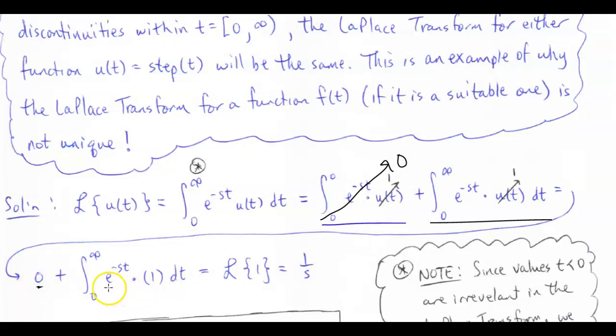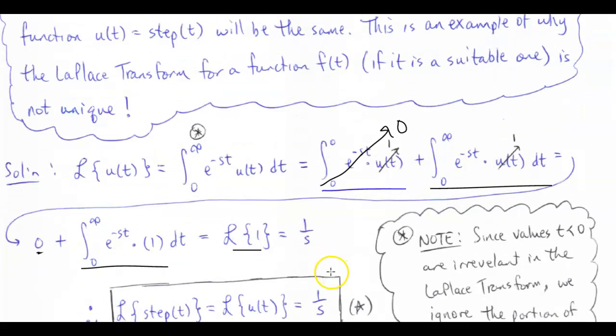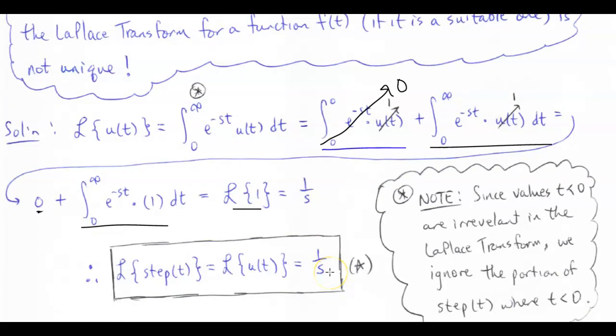And then, of course, we know that this particular integral here is the same as just the Laplace transform of 1, which is just 1 over s. So we see that the unit step function is just going to have the same Laplace transform as the Laplace transform of the constant function 1. And of course, that makes a whole lot of sense because it's essentially the same thing for values of t greater than or equal to 0.